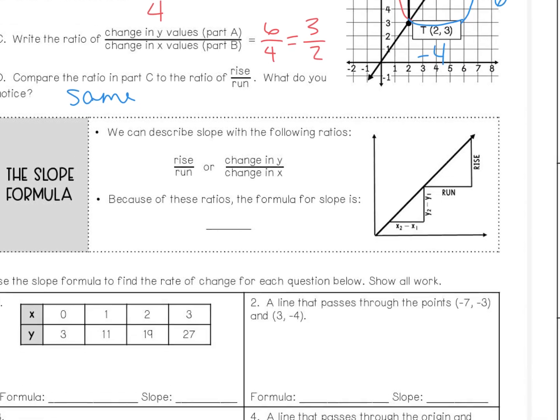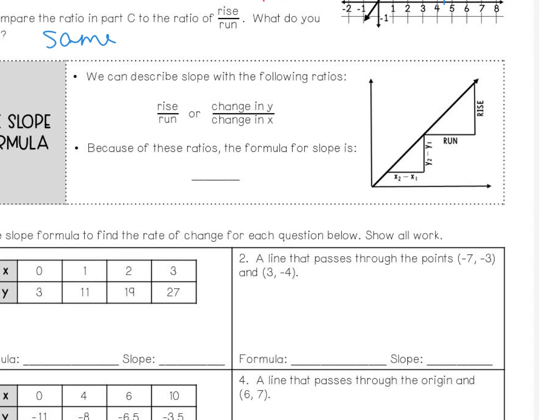So when we talk about the slope formula, we have rise over run. We talked about that with our graph. We have change in y over change in x. Remember, on your formula chart, that is the same as y2 minus y1 over x2 minus x1. Okay? This is in your formula chart.